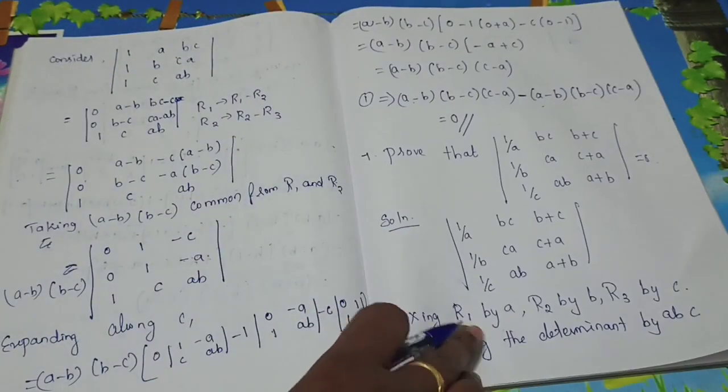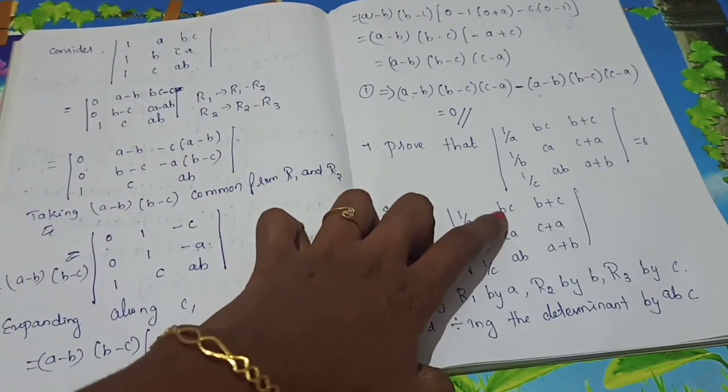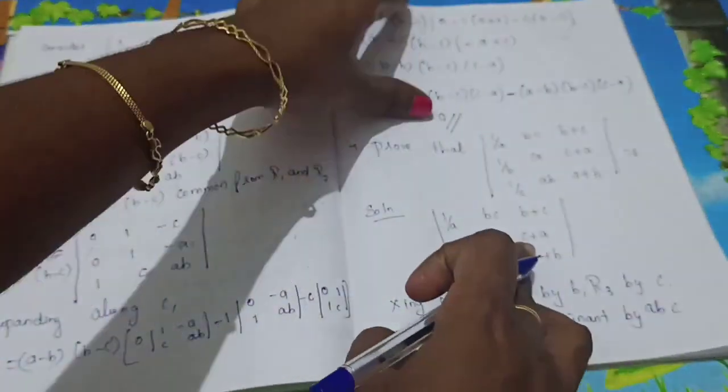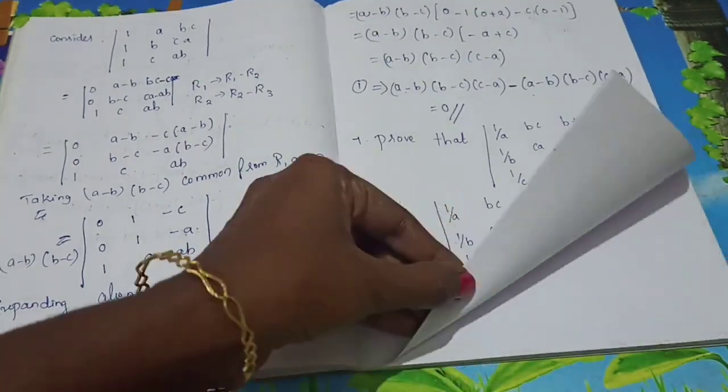Next we are going to use the property, sorry, we are going to multiply. As I said, the first row we need to multiply by A. So 1/A into A. Then next BC is there, is it right? So BC into A, that is A into BC. Then next, B plus C is there, so A into (B plus C), correct? Then the second row, what do you need to do? You need to multiply by B, is it right? So 1/B into B.